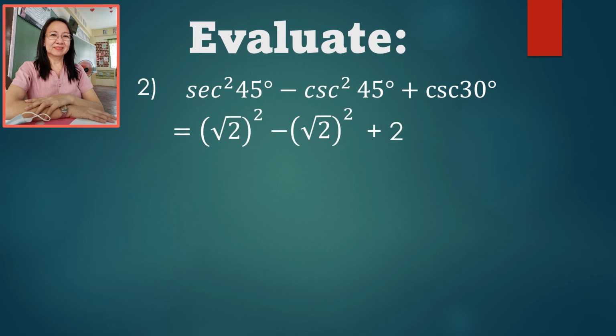So the square of the square root of 2 is simply 2. The same with the middle term, then added the last term. So 2 minus 2 is 0 plus 2. So we will arrive at 2 as the simplest form.